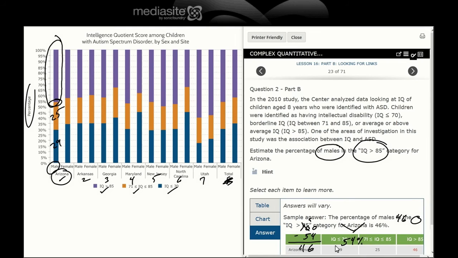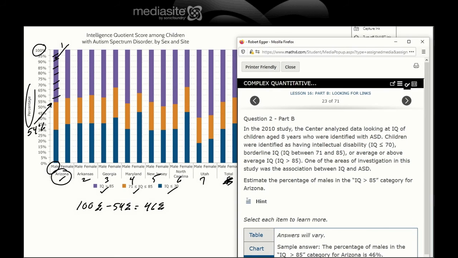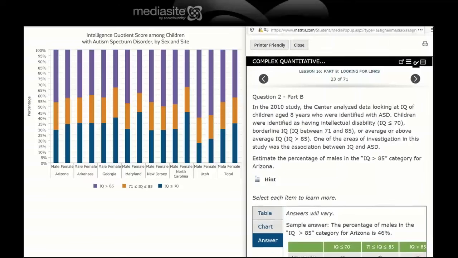Now, if that wasn't given to us, we would have had to look at the graph and realize this is what we're looking for. I want to find how much is there. Well, there's 100, and I would have estimated about 54%, and I still would have done 100 minus 54 for 46%. Next question.